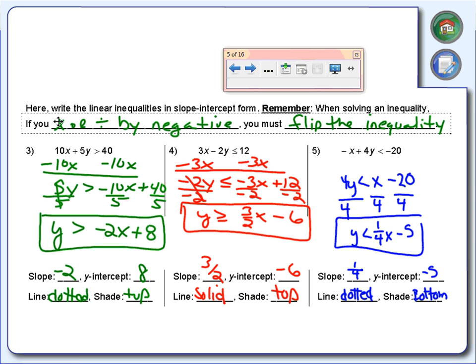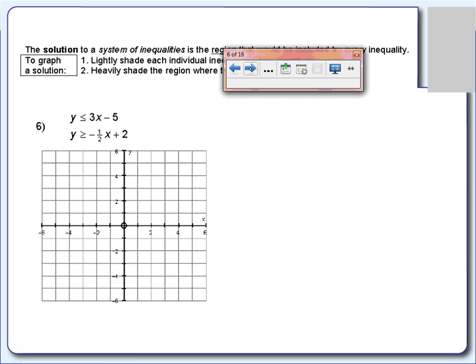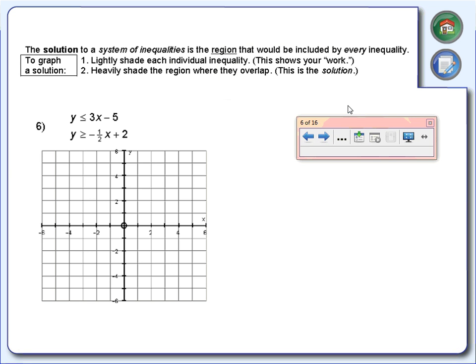Very good. All right, so again, guys, I haven't really shown you anything new. You guys know how to work with those inequalities. Now we're going to get into the system part. And when I say system, basically now we're going to do 2 inequalities on the same piece of graph paper.